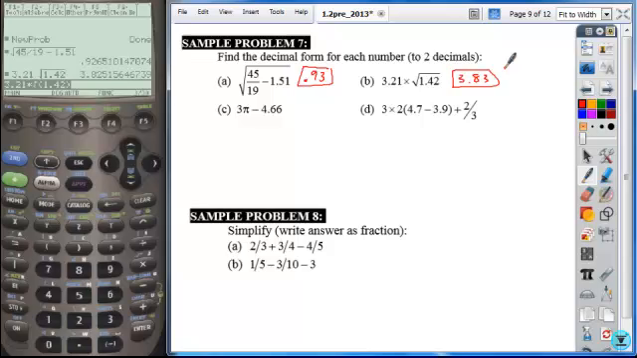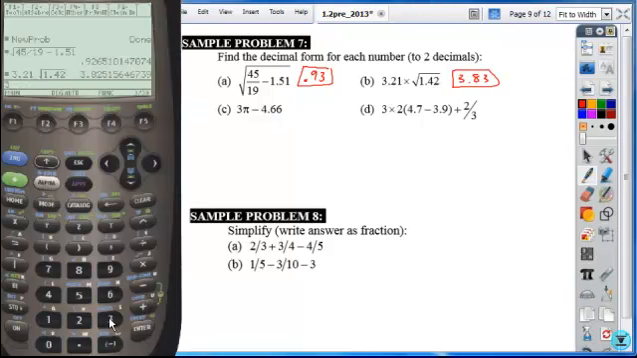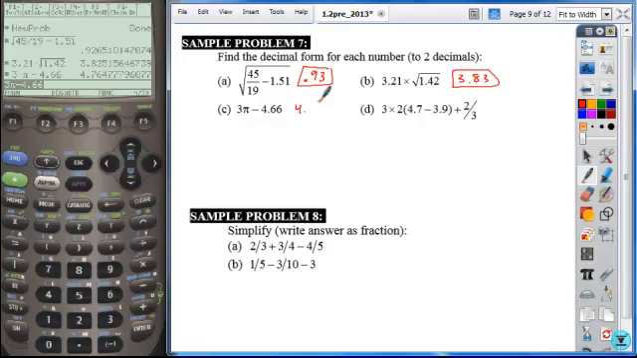All right, the pi button on your calculator is located right here above the caret symbol, like right below the clear button on the far right. So if you were typing the expression for part C, just enter 3, access the pi button, minus 4.66. It'll automatically convert that into the decimal form. And if you round it to two decimals, 4.76 would be your solution.